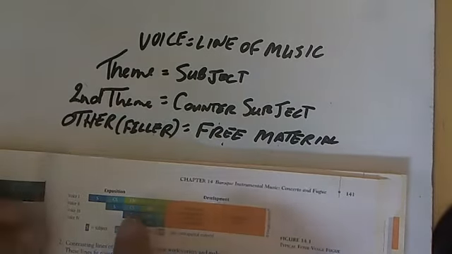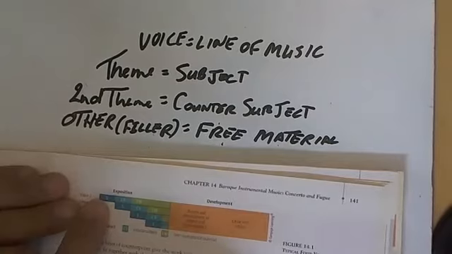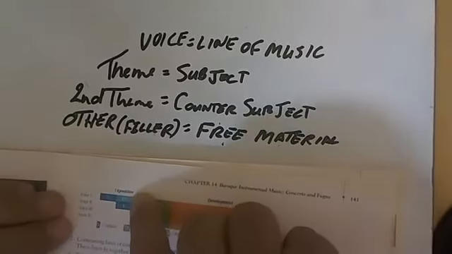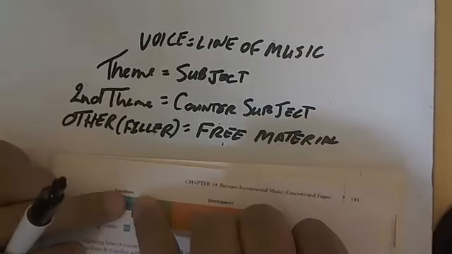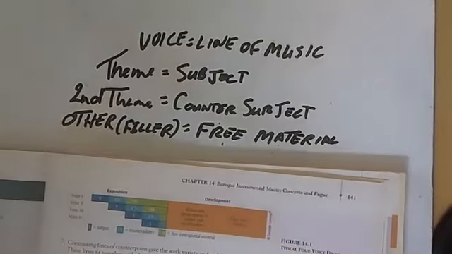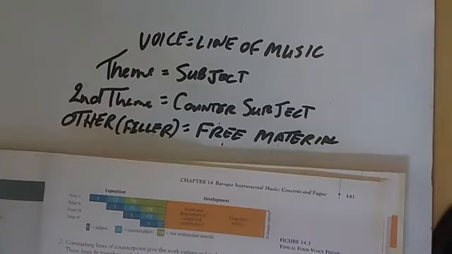Now, you might have noticed in this particular fugue, the subject came in and then the next subject came in, voice two. And there was extra material between here and here. It has to do with making the keys work.